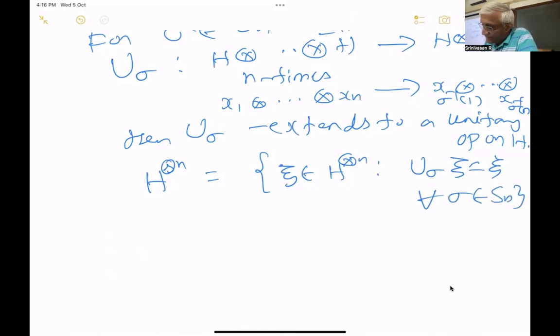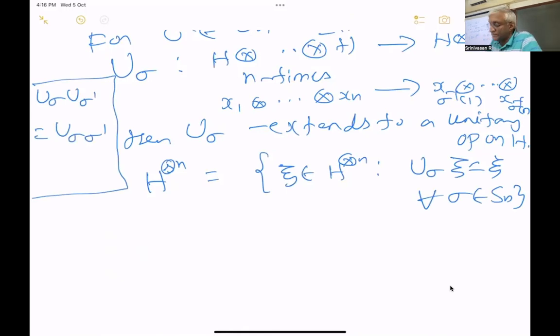Maybe I should say something here: U sigma U sigma prime is equal to U sigma sigma prime. You can verify that, it is just clear. That is why I put an inverse. Just think about it. So this gives a representation of the permutation group S_n, and we take the elements fixed by all U sigma, where sigma comes from the symmetric group.